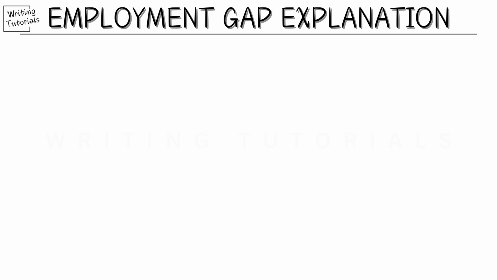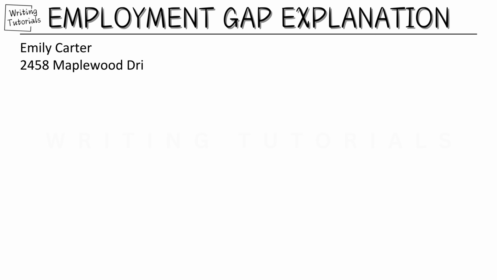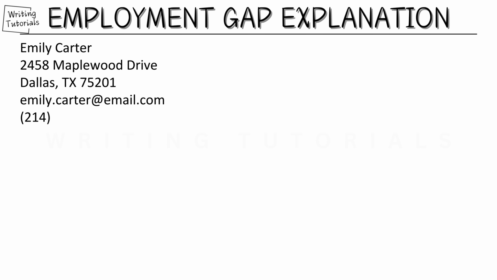Let's get started. The first part of the letter is your contact information. At the top of the letter, include your full name, home address, email address, and phone number. This is standard business letter formatting and makes it easy for the employer to identify and contact you. This section is important because it presents you professionally and keeps your letter organized. Even if your resume already has this information, including it here makes the document complete.